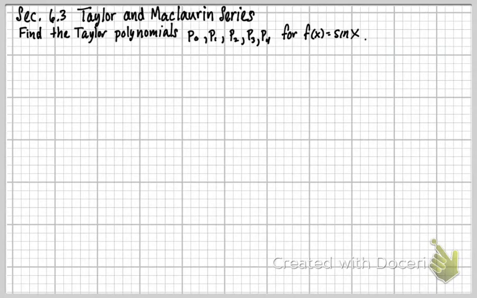So now let's take a look at this problem here. This says find the Taylor polynomials for P0, P1, P2, P3, and P4. Oops, I forgot to put the x equals 0 here, and then I have a period. So anyways, this is where we're centered at. So again, I'm just going to follow the formula.